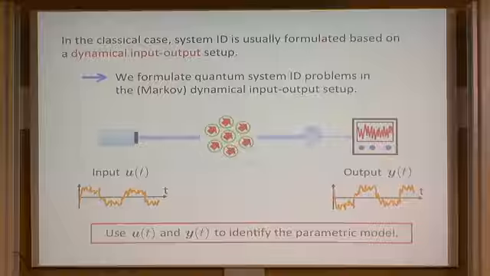So here's a typical setup of a dynamical quantum input and output system. Here's a system, for instance an atomic ensemble, which contains some unknown parameters. We inject a laser field which can be modulated, for instance by an EOM. So this is the input modulating signal, u. And here's an output, which we can measure using, for instance, homodyne detection. So we have the output signal, y. The purpose is to use u and y to identify the parametric model of the system.